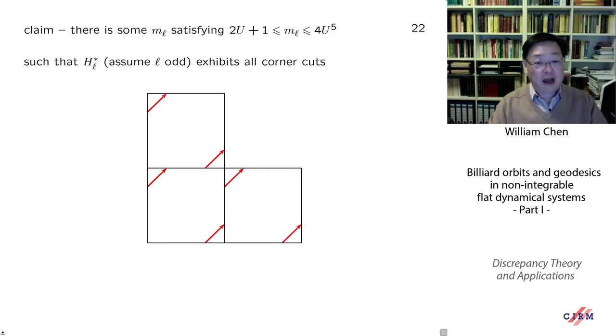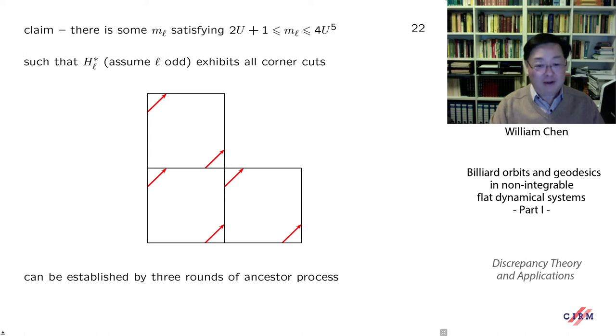To substantiate our claim, this actually turns out to be very simple, because if we go from HL star, the next one is VL plus 1 star, the next one is HL plus 2 star, and the one after that is VL plus 3 star. Now, start with VL plus 3 star. It must contain some unit. And now let us go and work out the three generation ancestor units. And if we do that, we find that we have everything. And therefore, we prove that there are all sorts of corner cuts. That's it. Now, that's a very, very simple argument.